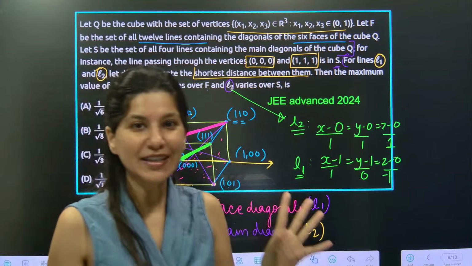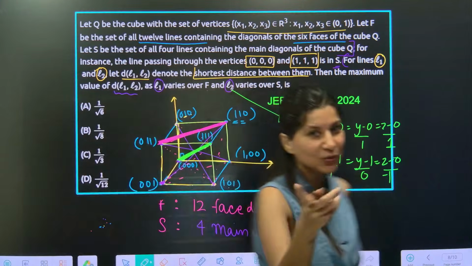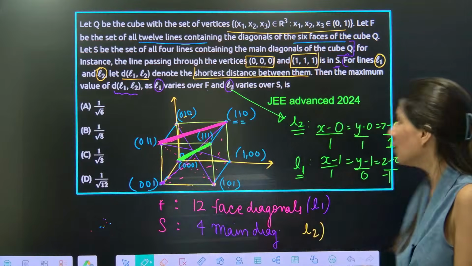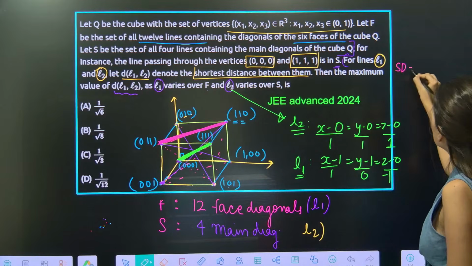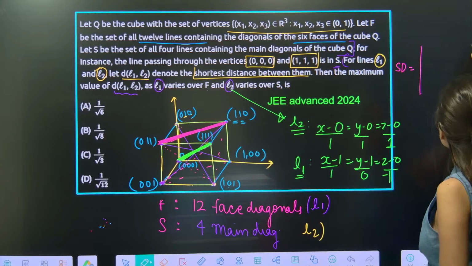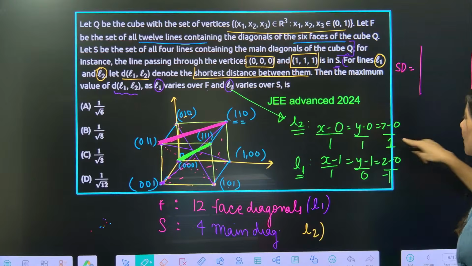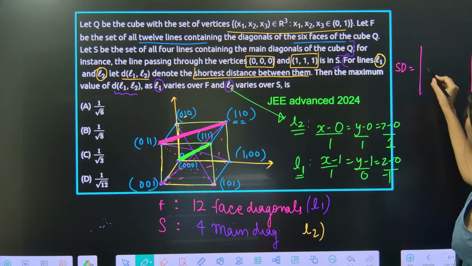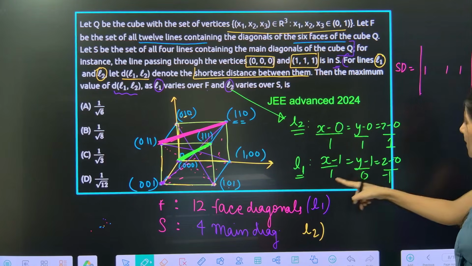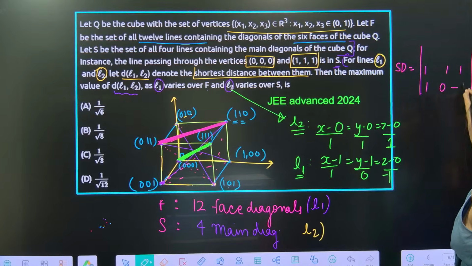Now, what you have to do is find the shortest distance between two lines. Do you know the ninja technique for this? JEE Main ninja technique, you know. So, let's calculate. Row number 2 over here will be the direction ratios of this: 1, 1, 1 and 1, 0, minus 1. And row number 1 will be what?